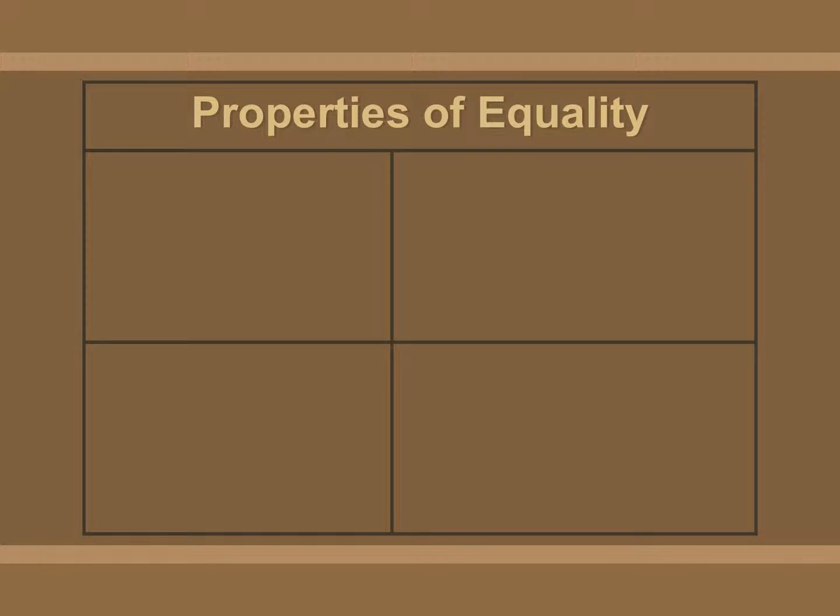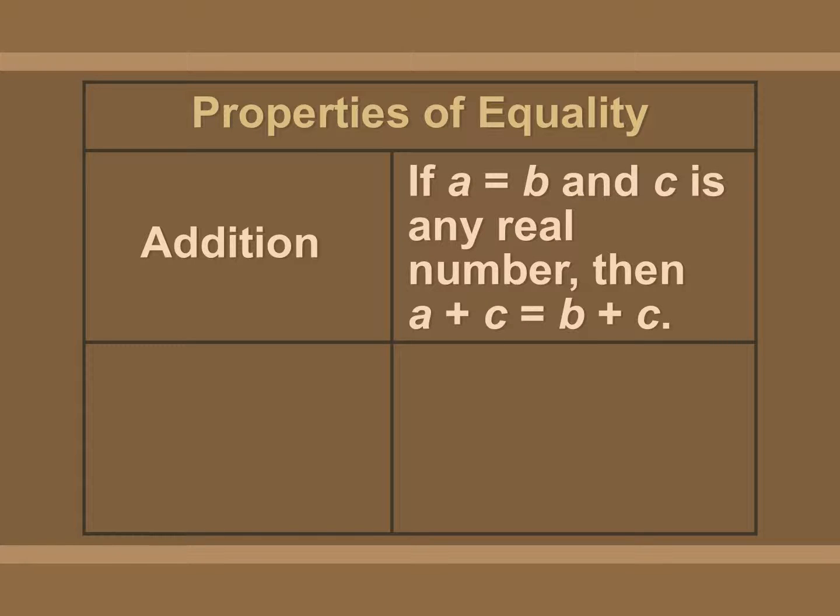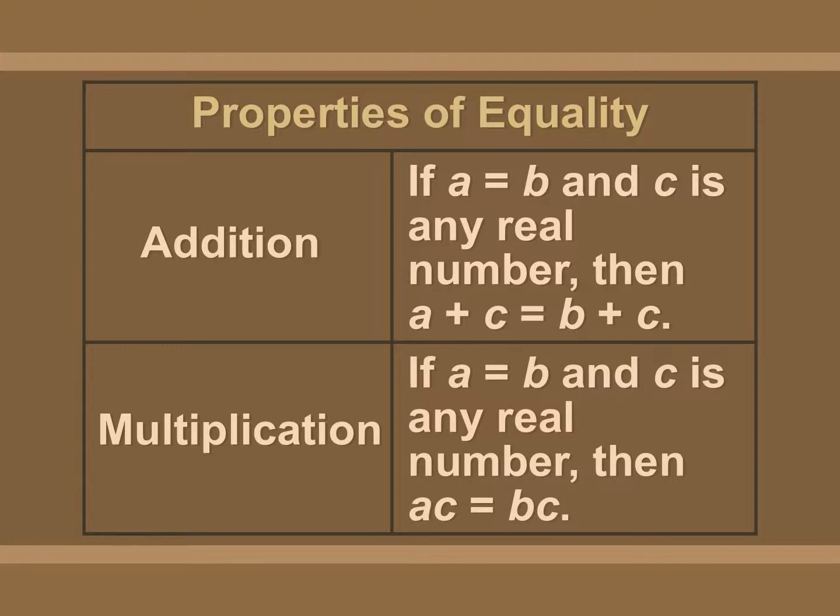So let's review the properties of equality. These properties help us solve equations. The first property is called addition, and that says that if you have an equation, a equals b, and you take c, which is any real number, then you can add that c to both sides, as long as you're doing it to both sides. The multiplication property of equality says that if you have an equation that is a equals b, then you can take c, which is a real number, and you can multiply both sides by that number.